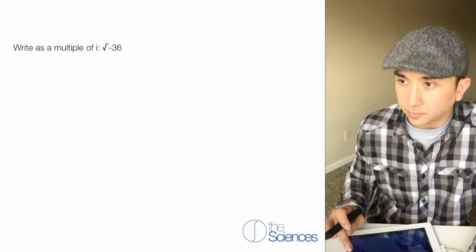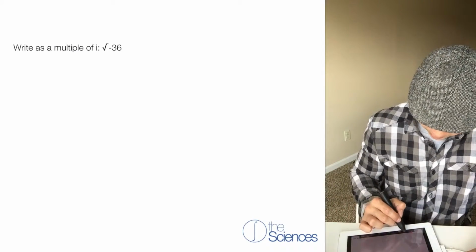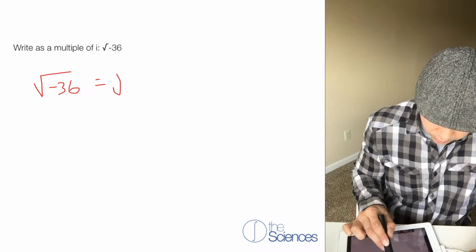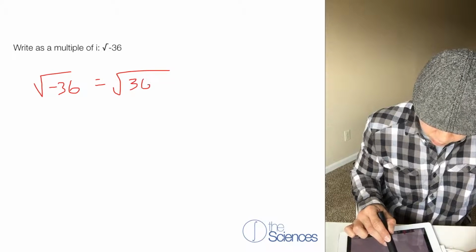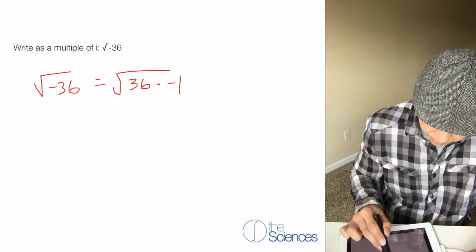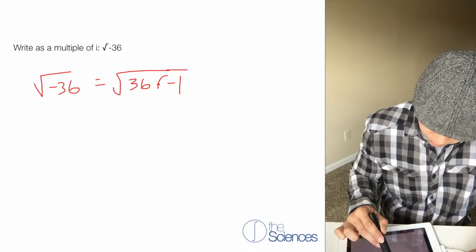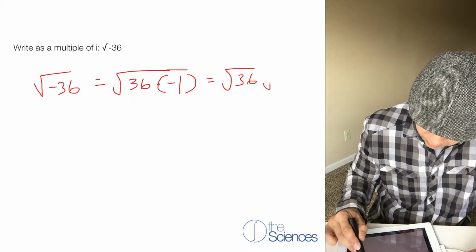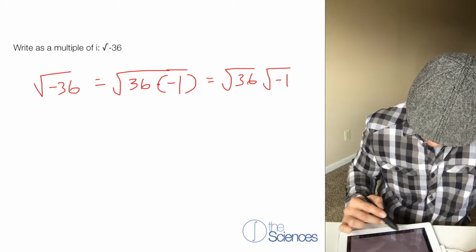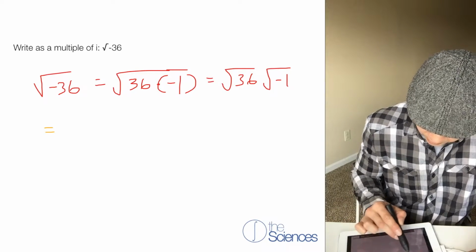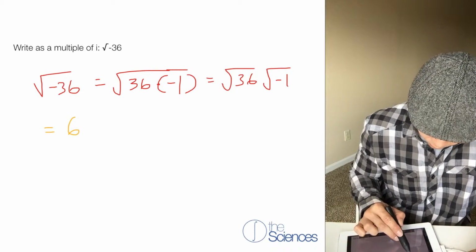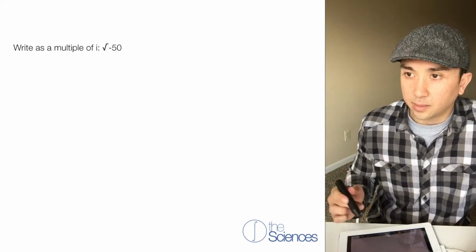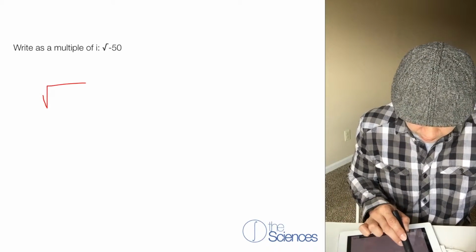So let's do an example. Let's write the square root of negative 36 as a multiple of i. So that's just like saying the square root of 36 times negative 1. So we can write that as the square root of 36 times the square root of negative 1. Well, the square root of 36 is 6, and the square root of negative 1 is i. So that's our answer.